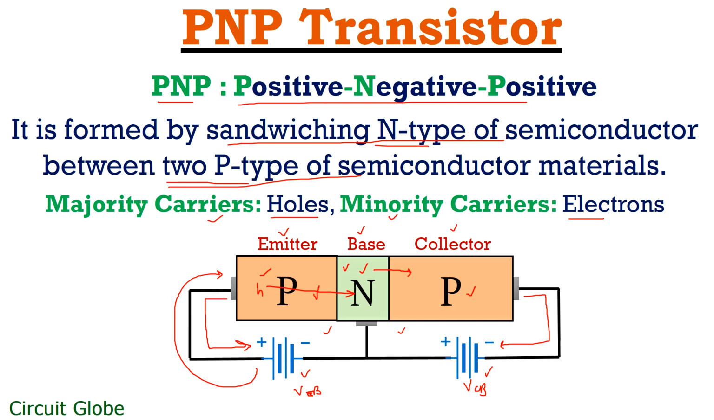As this collector base voltage is reverse biased, the negative terminal of this potential attracts the holes coming from the emitter region. And due to this, the holes reach the end of the collector region. And in this way, the movement of holes within the PNP transistor generates current.